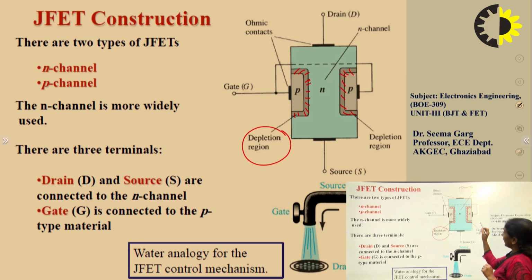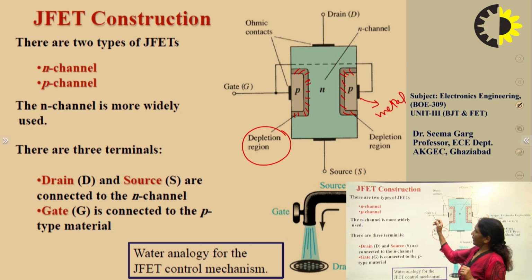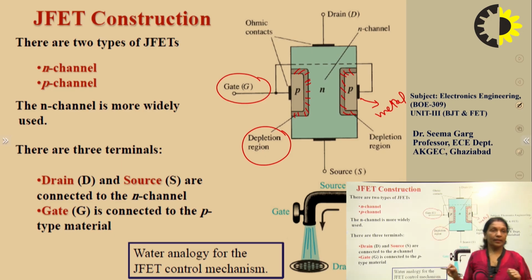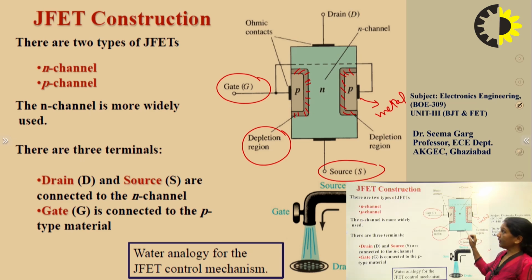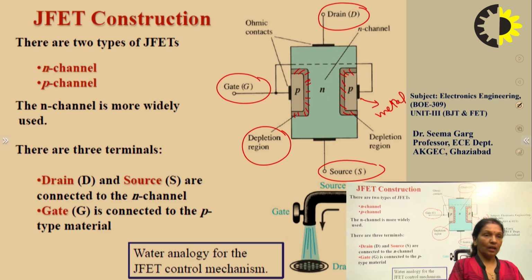Here you can see, now these two P type materials get the metal contact. This is your metal contact. Metal is connected at both the sides, and these are internally connected, and we connect one terminal to this metal contact, and that is called the gate. On both sides of the N type material, we have a source terminal through a metal contact, and here also using some metal contact we have a drain terminal. So this is how we construct any type of junction field effect transistor.